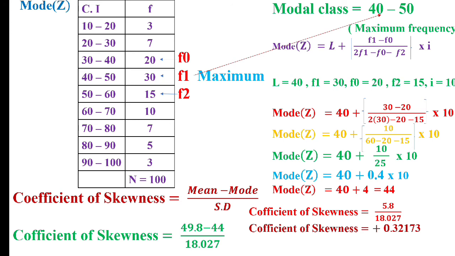This is the way we can find it for the continuous class interval type. Here our syllabus of measures of dispersion is completely over.